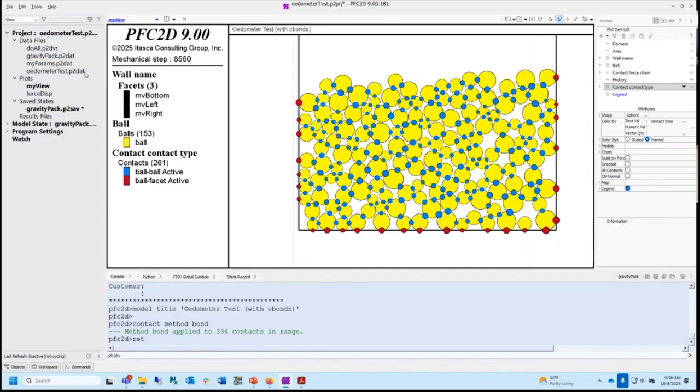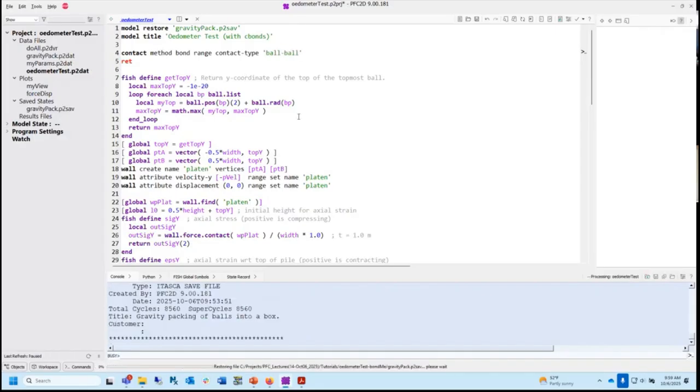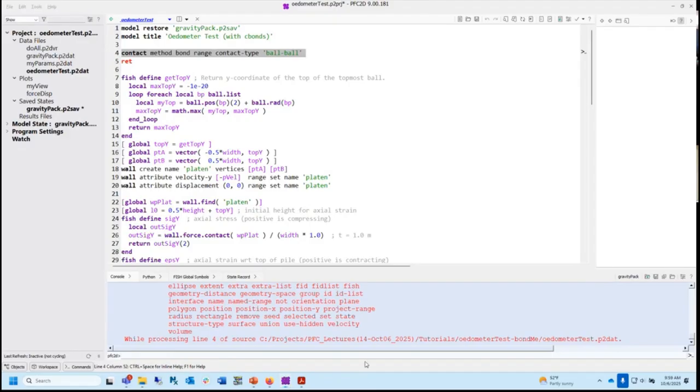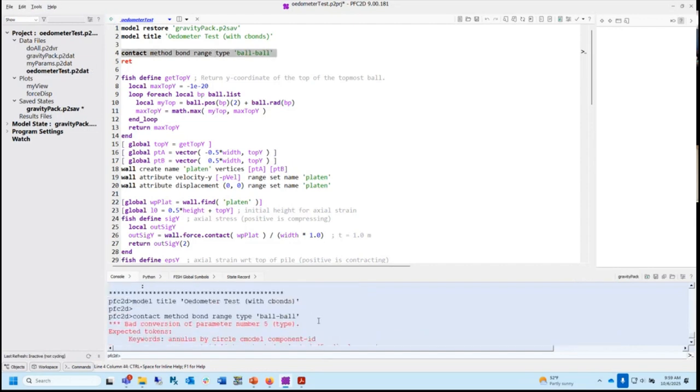Are you with me? Yep. Okay. How do I do this? Range. Contact. Let's see if I got this right. Contact type. Let's try this. Come on. Maybe it's just type. Come on, work. Type. It doesn't want this.